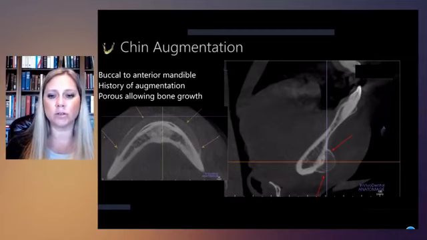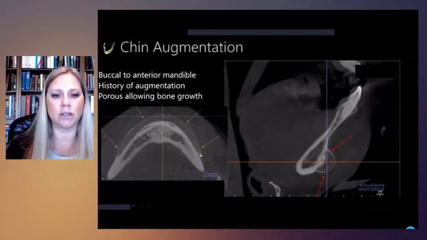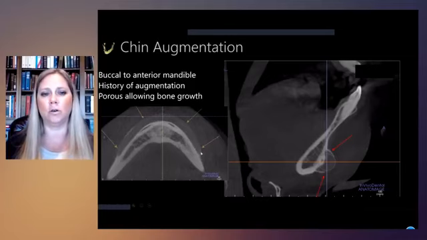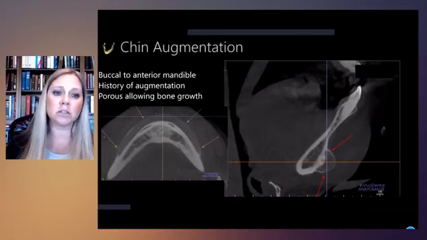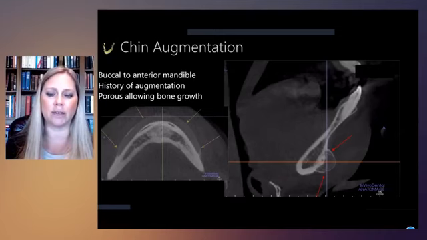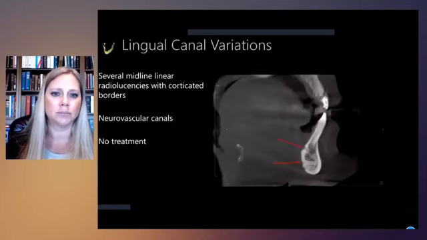But we can also see some erosions occasionally in the regular bone due to our augmentation implants in the chin area. So just be able to identify it, know what that is. Again, sometimes patients don't want to share that information with us.